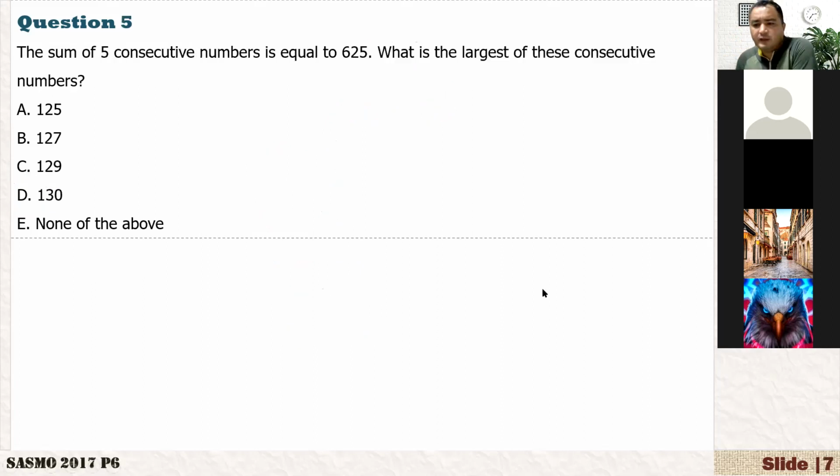Let's continue. Next question. Sadiq, read the question. The sum of 5 consecutive numbers is equal to 625. What is the largest of these consecutive numbers? So to find the biggest one, right? Let's say n is the biggest one. And what is the previous one? It will be n minus 1. Previous one, n minus 2, and n minus 3 and n minus 4. How many? 1, 2, 3, 4, 5.